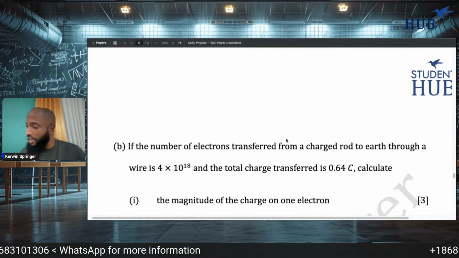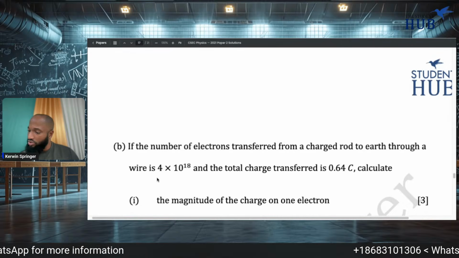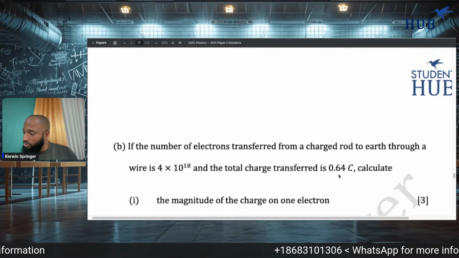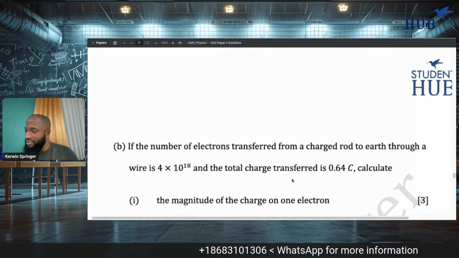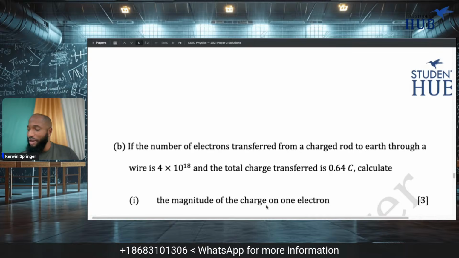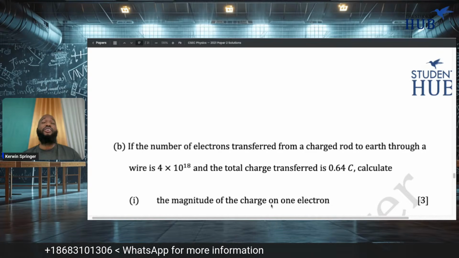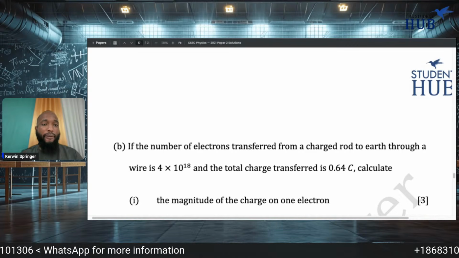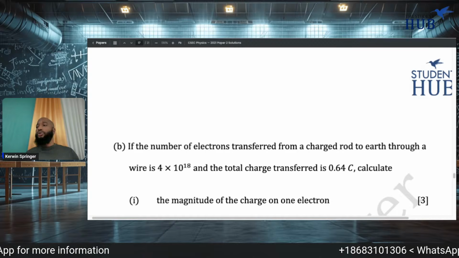So if the number of electrons transferred from a charged rod to earth through the wire was this and the total charge was that, calculate the magnitude of the charge of one electron. Oh, I thought I was going to bring some cube physics for you all here. How would you get this?